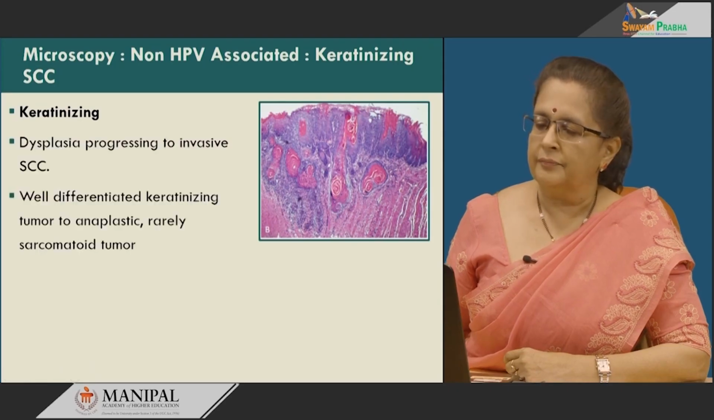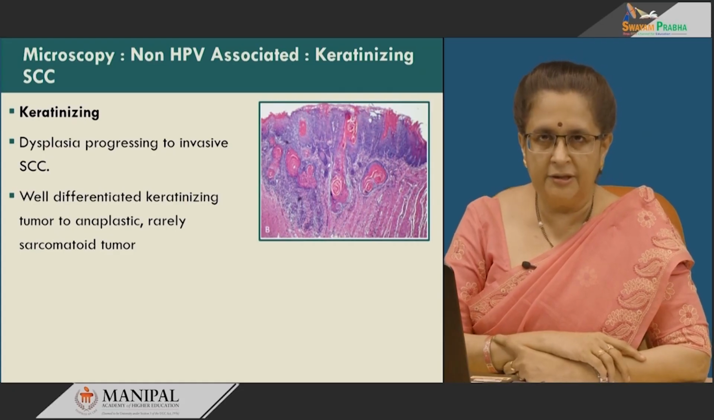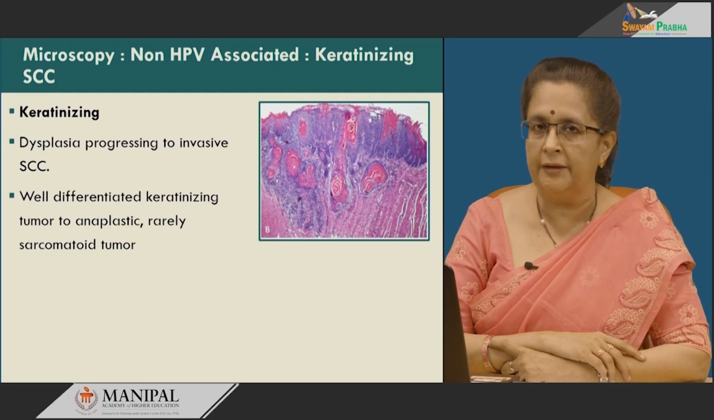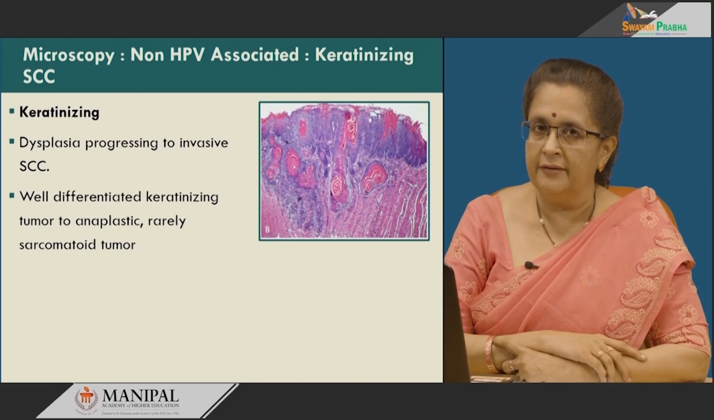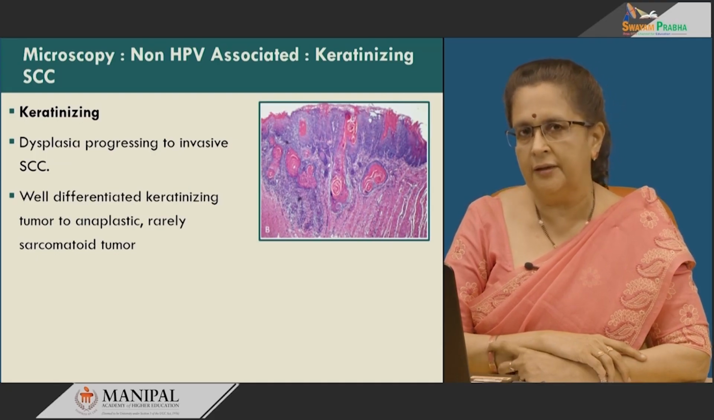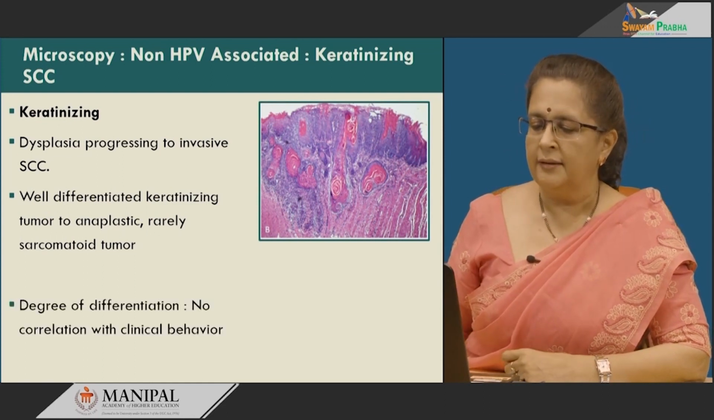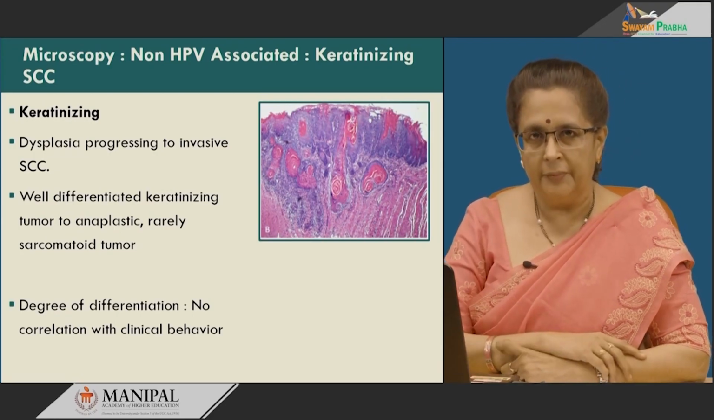So, in this invasive squamous cell carcinoma, it can be well differentiated, wherein the keratin will be abundant, or it can be poorly differentiated, sometimes even anaplastic or even sarcomatoid. Now, in poorly differentiated, the amount of keratin is lesser. But irrespective of the degree of differentiation, it has no effect on the clinical behavior.